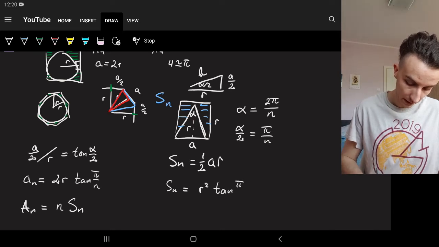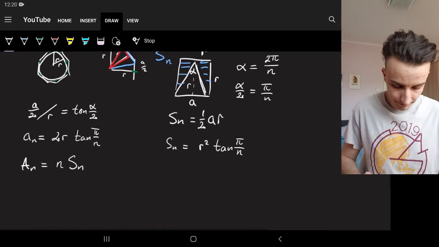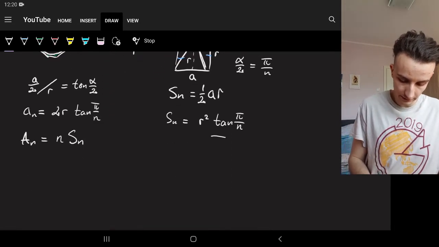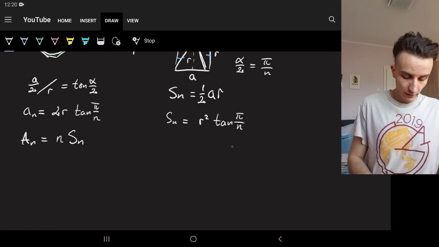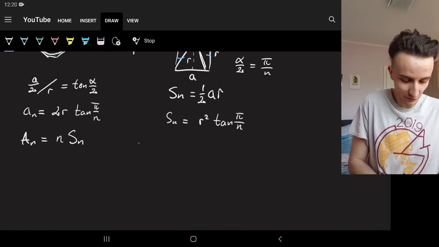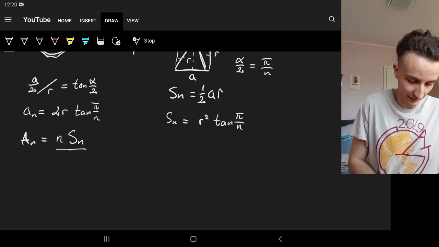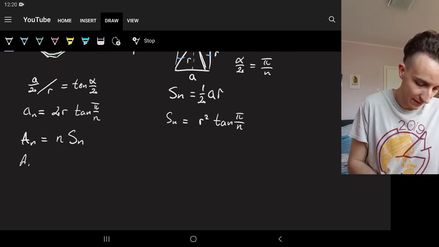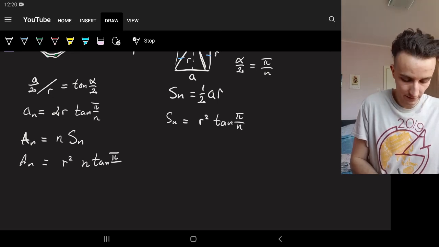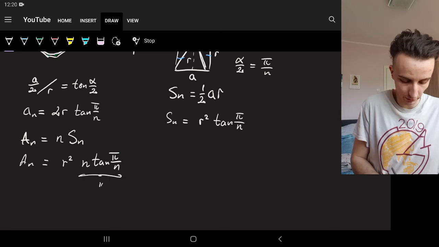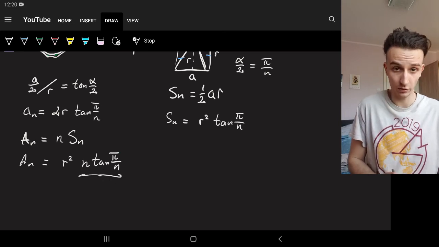R squared tangent pi over n. Now this is looking more and more like a circle, isn't it? We would just need this to be equal to pi, and we'd get a circle. So An is equal to r squared n tangent pi over n. Yes, so we need this to be equal to pi for this to be a circle.